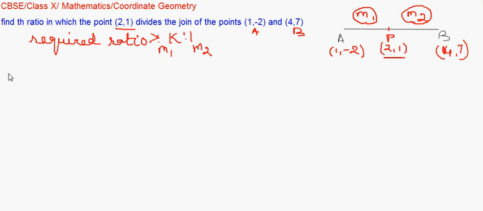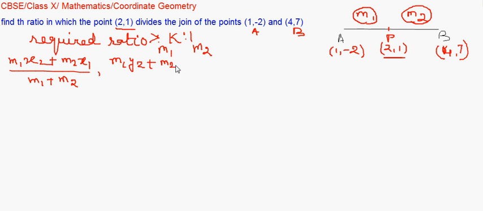Now what does our section formula say? It is m1 x2 plus m2 x1 by m1 plus m2. That gives us the x coordinate, and the y coordinate is given by m1 y2 plus m2 y1 by m1 plus m2. That means this is the x coordinate of P, which is equal to 2 in our question, and the y coordinate is given to be equal to 1.